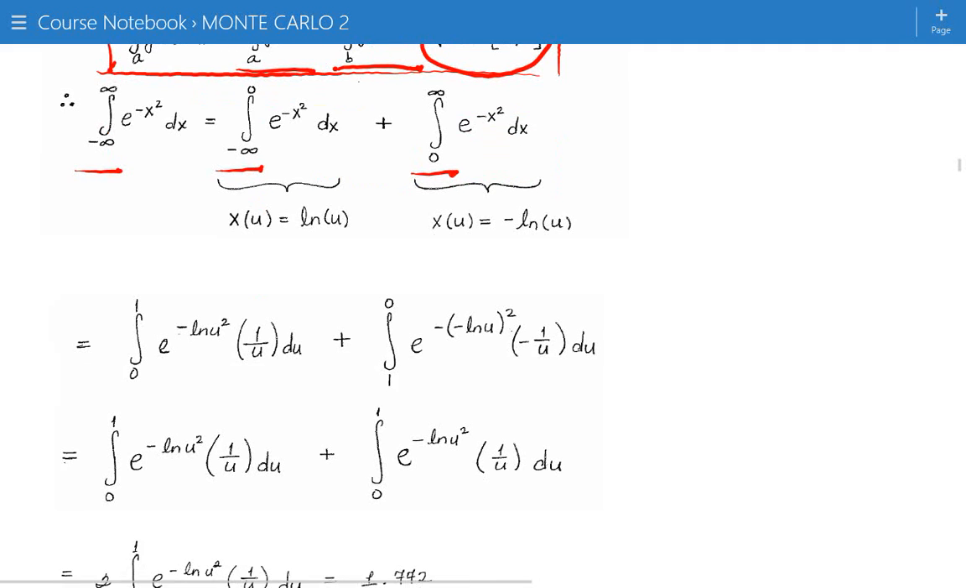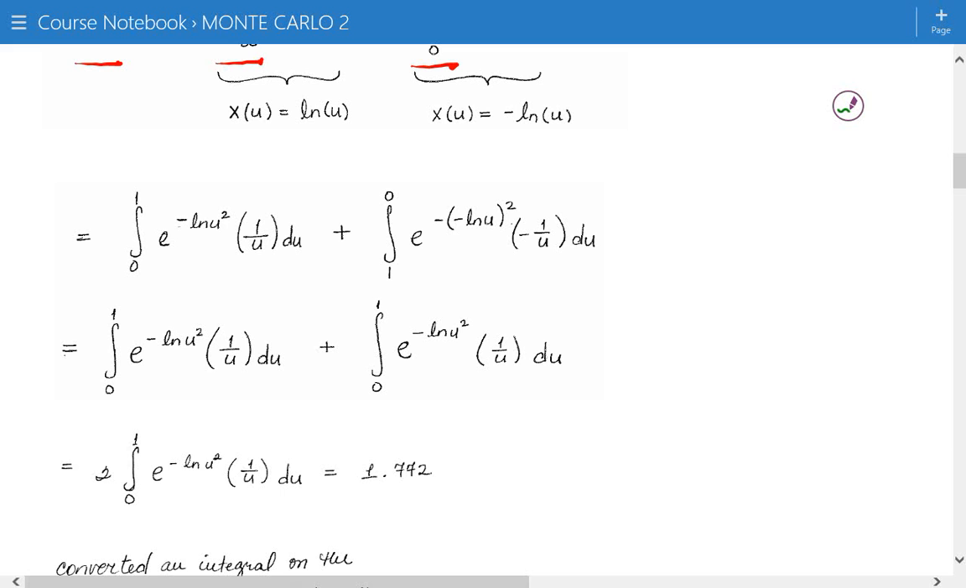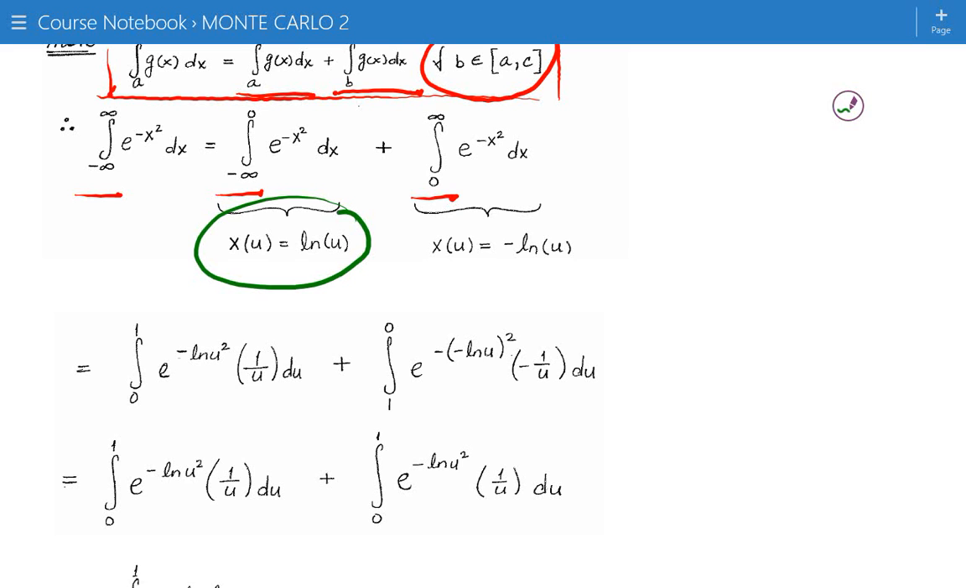So how do we do this? Start out with breaking it up. Here is our 0 to 1, e to the negative log u squared, 1 over u. So we're using x equal to log u, plug it all in, and we get that. Same thing over here. We use x equal to negative log u and plug it into the second integral, and we get the expression as shown there, from 1 to 0, e to the negative log u squared times negative 1 over u du.